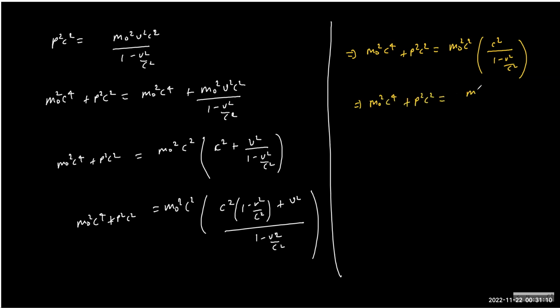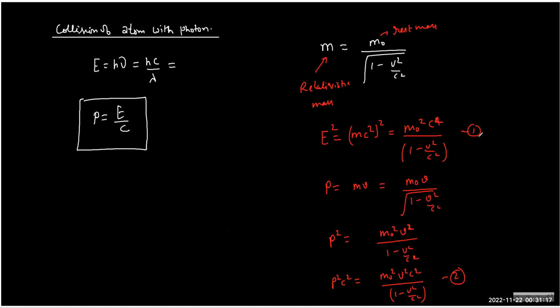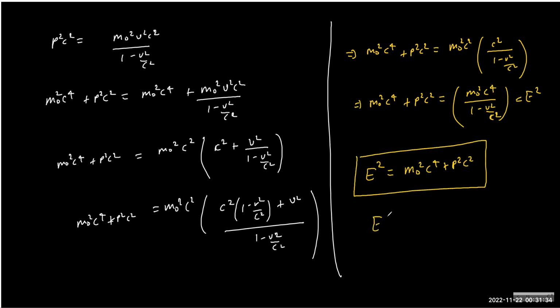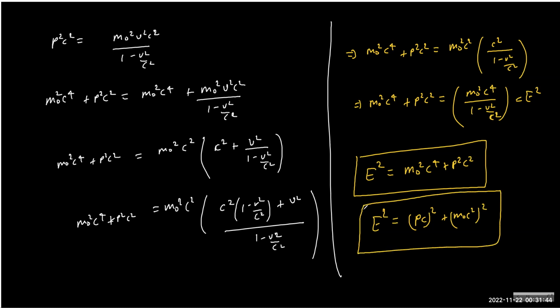This is m naught square c power 4. And what is energy? You can see it's equation 1. So this represents the energy and momentum, and we can relate them like this. This is the energy and momentum relation, which you must remember. Easy to remember: E square is (PC) whole square plus (m naught c square) whole square. So this is the energy relation in the world of relativity.